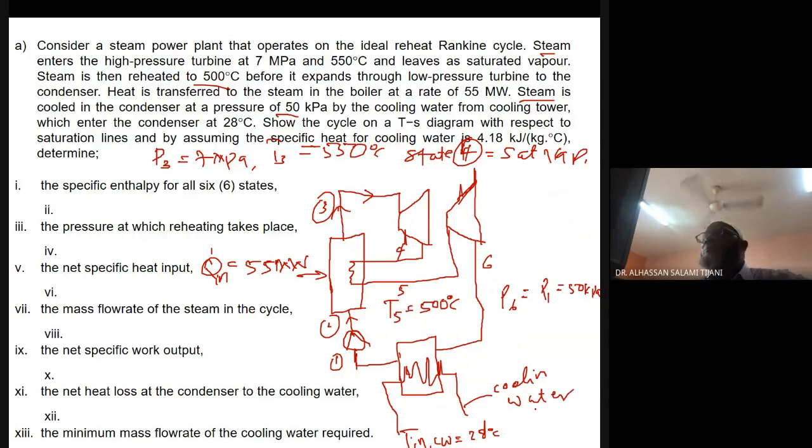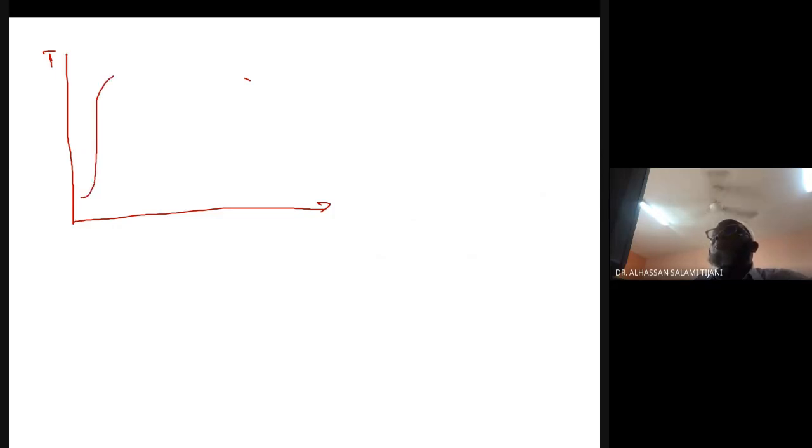Now, show the process on a TS diagram with respect to the saturation line. So a TS diagram looks like this. On a TS diagram we have a situation like this, in which we have this low pressure line and my high pressure line is given by this.